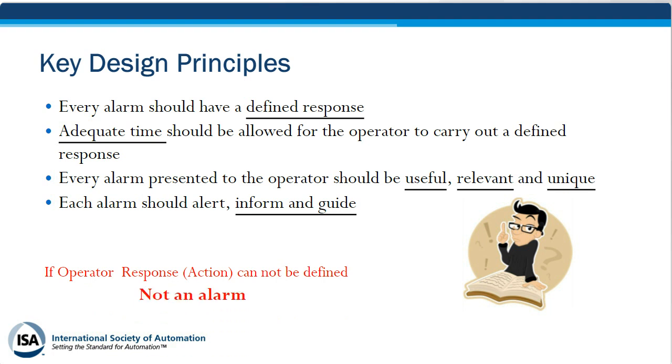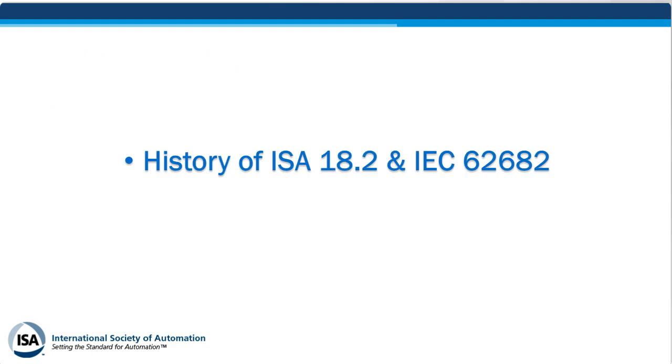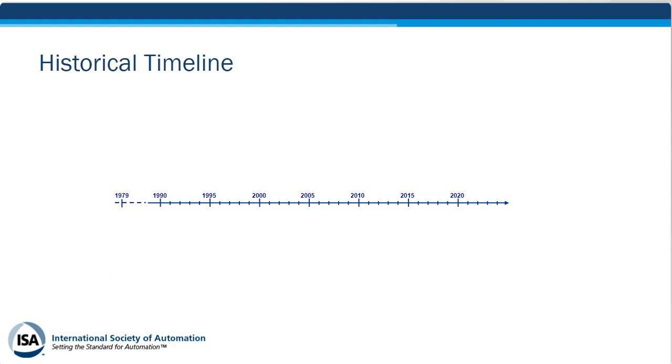Fundamental, folks. So the history of ISA 18.2 and IEC 62682. We're going to talk from a historical timeline standpoint. ISA 18.1, which is really, we'll call it the standard for panel alarms, was published in 1979 as a standard. That document actually goes back to a technical report many years before 1979.